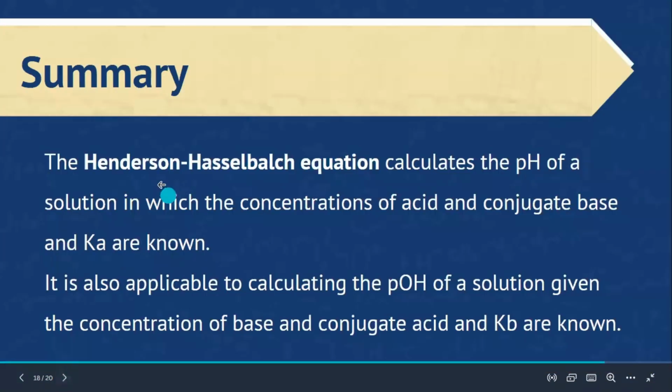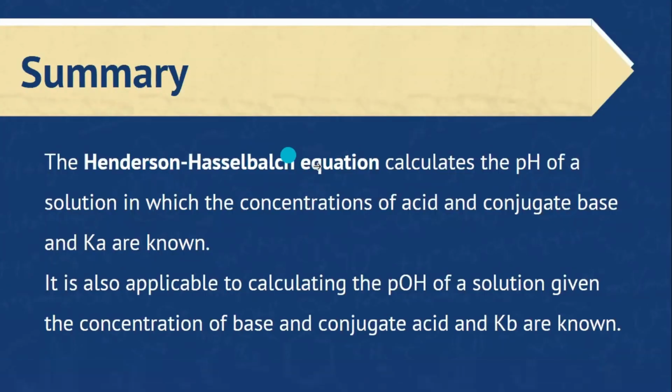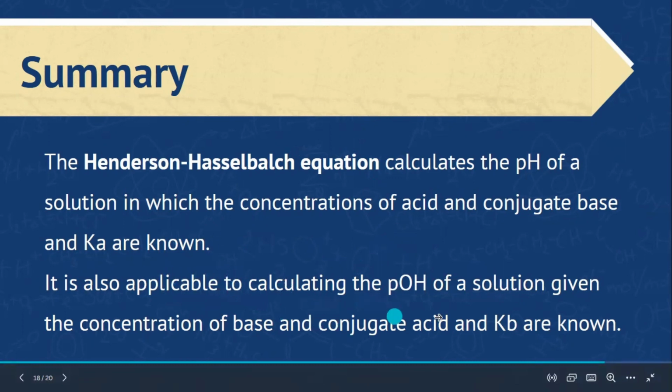So to summarize our video, the Henderson-Hasselbalch equation calculates the pH of a solution in which we know the concentration of the acid and the conjugate base, and we also know the Ka. We can also apply the Henderson-Hasselbalch equation for a base, where we can calculate the pH of a solution given the concentration of a base and the conjugate acid, and we also know the Kb value.